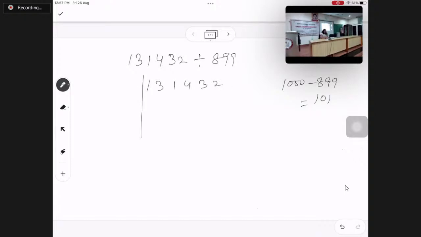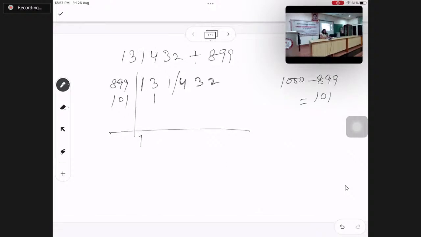131432, and we want to divide by 899. Modified divisor is 101. How many zeros are there? 3 zeros in the base. So starting from right to left, we count 3. This is 1, 2, 3. So we put a slash for the remainder here. Okay. Let us proceed. First number as it is, this is 1. Multiply 1 with this 101. So 1 into 1 is 1, 1 into 0 is 0, 1 into 1 is 1. 3 plus 1 is 4. So we add 4. Next quotient digit is 4.